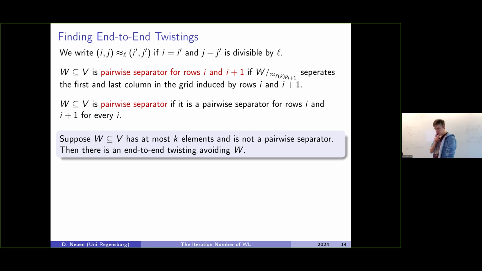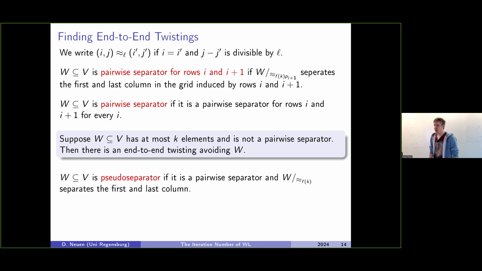So now there is just one more situation where we can move from one end to the other. And that's basically the situation where, let's say, we repeat our things every f of k columns. So we take W and we use the equivalence relation where we repeat every f of k steps. This is because this factor f of k in the period appears in every row. So here the rows don't matter, and we consider all rows at the same time. And if we also have a separator here that separates the first and last column, then we have a pseudo separator.